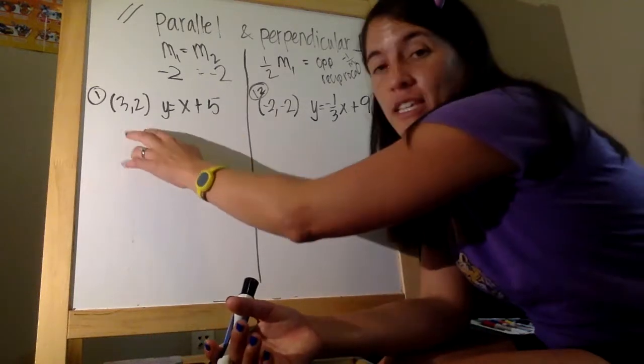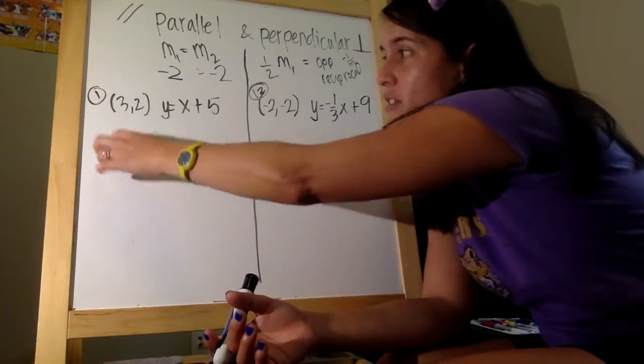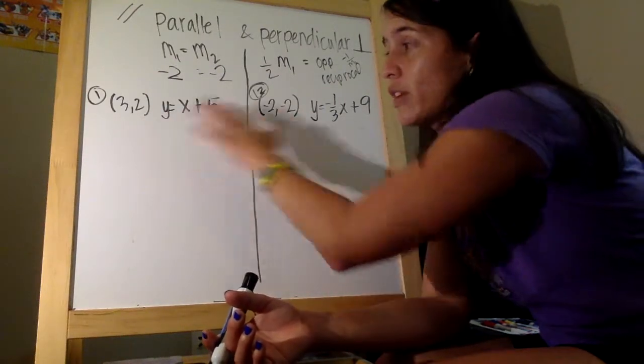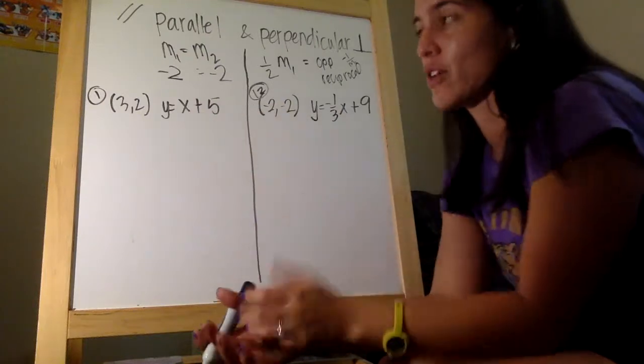Now, I took these two examples from the workbook. This is number 1 and this is number 12, and I'm going to show you how to do these, and then I'll show you another one.